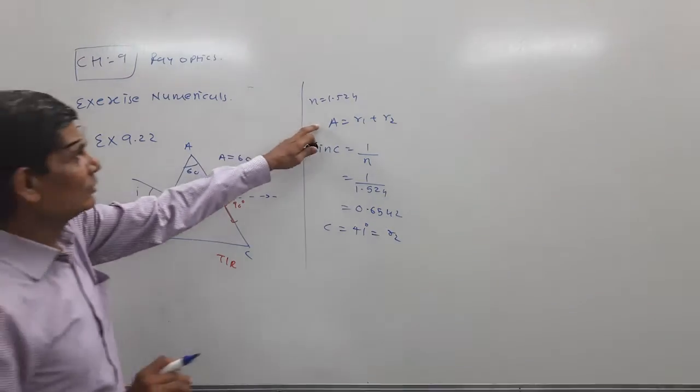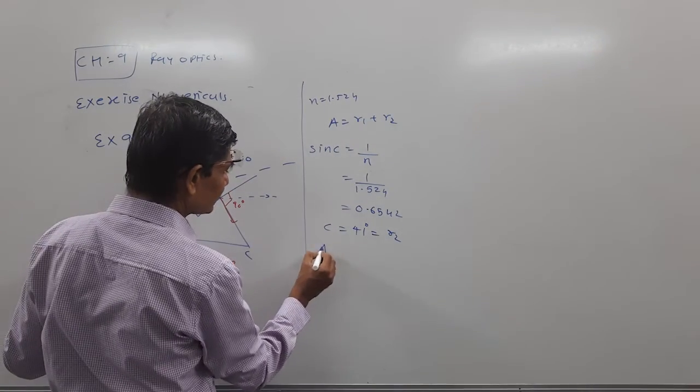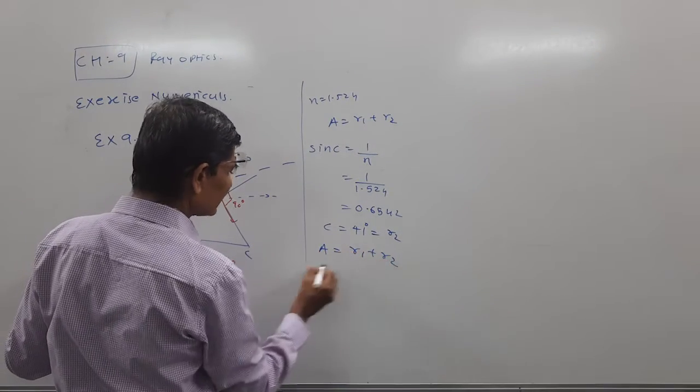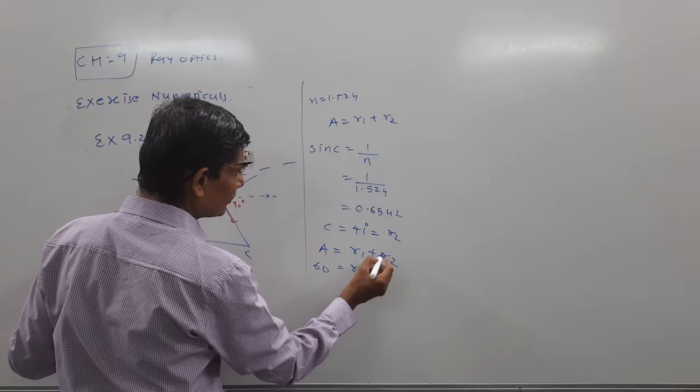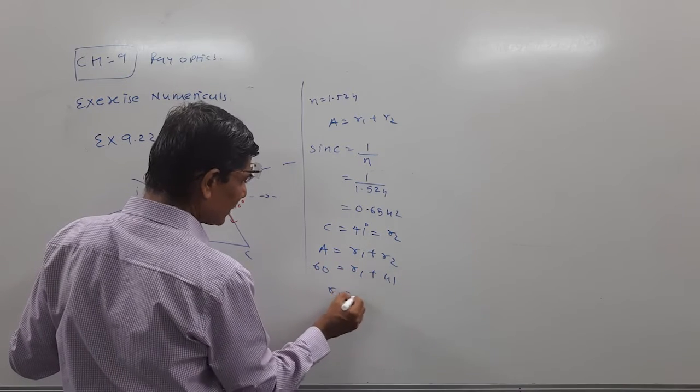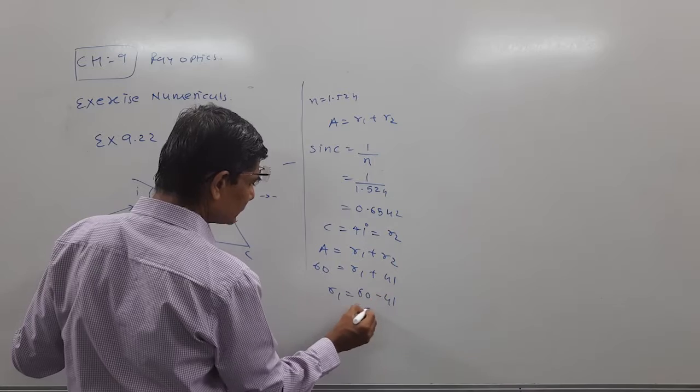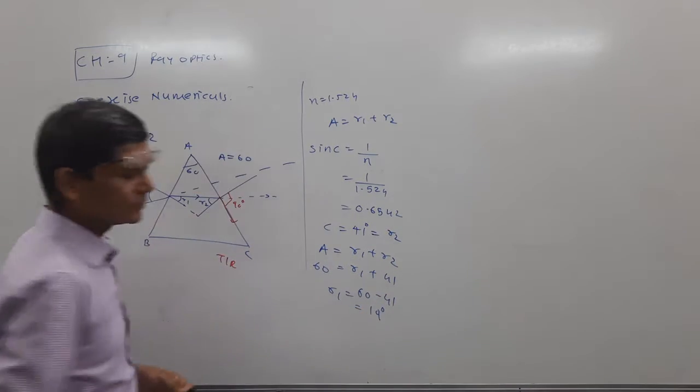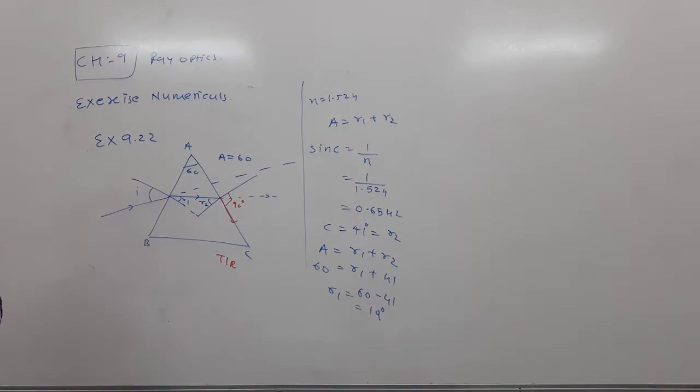Now we substitute the values. A is 60, r1 we have to find out, and r2 we have obtained. So r1 is 60 minus 41, which is 19 degrees.